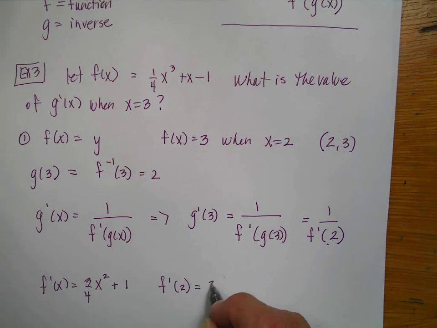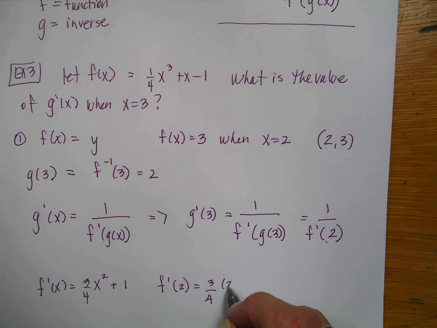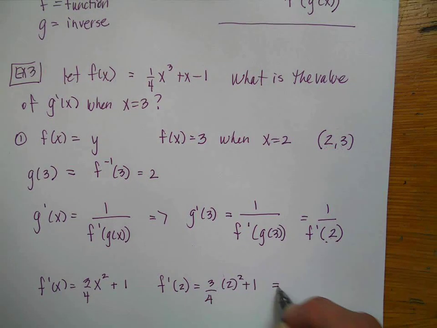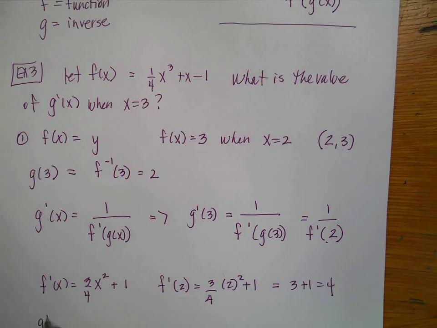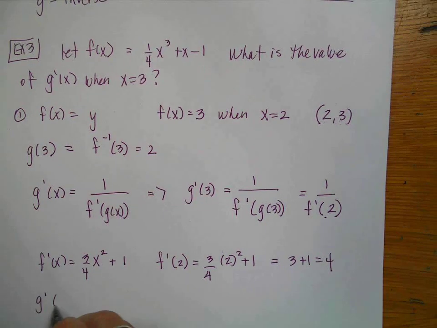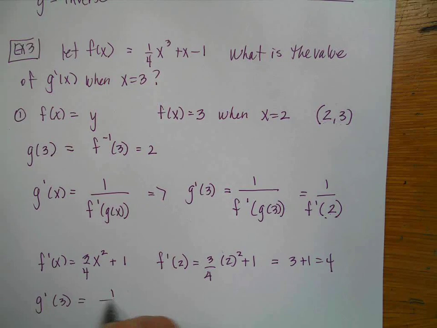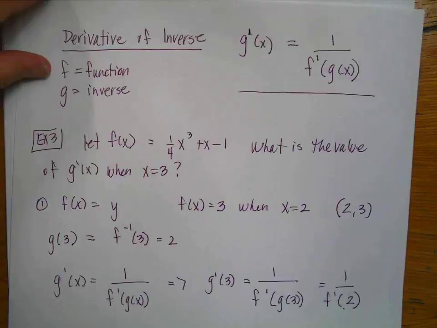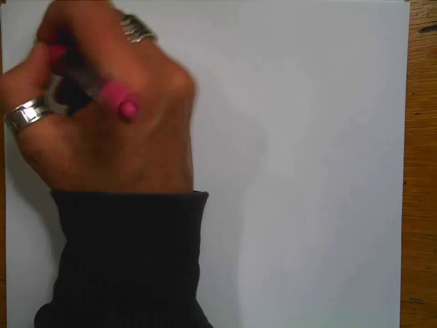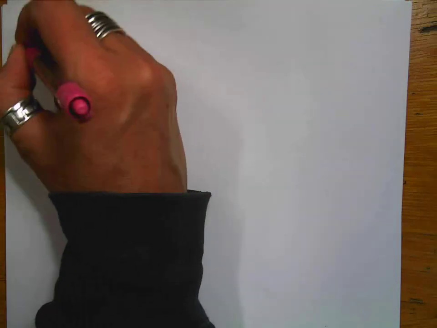And then I need to evaluate the derivative at 2. So it's going to be 3 over 4 times 2 squared plus 1. So it's going to be 3 plus 1 is 4. So g prime of 3 is 1 over 4, and we're done. So these problems often are not difficult, but you do need to remember the process. Okay? All right. I have one more example, and then we'll be done for today.